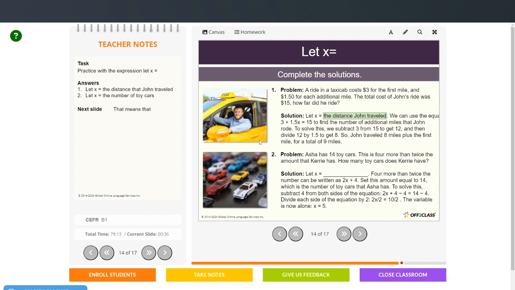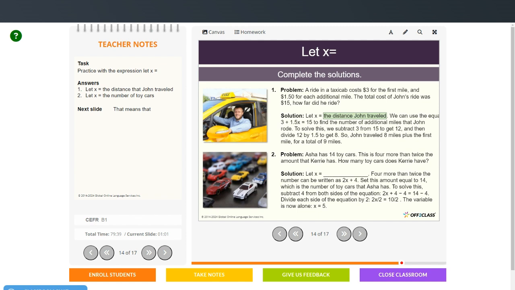We can use the equation 3 plus 1.5x equals 15 to find the number of additional miles that John rode. And then to solve this, we subtract 3 from 15 to get 12, and then divide 12 by 1.5 to get 8. So John traveled 8 miles plus the first mile for a total of 9 miles.